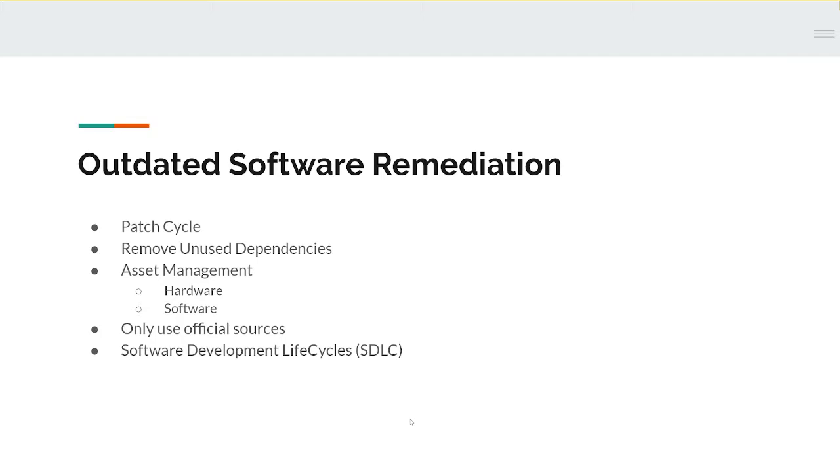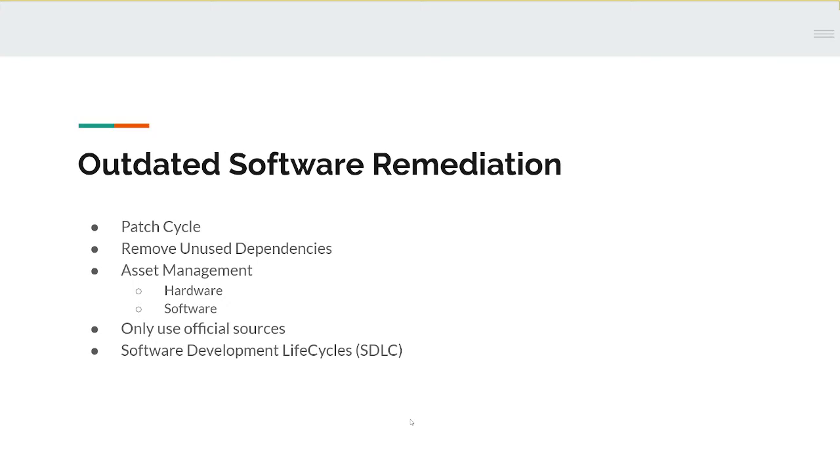But anyway, remove unused dependencies. If you have something that depends on something, that's fine, but don't have unnecessary dependencies. They're just adding to the attack surface. You're just going to get stung by it in the end. Asset management is a big one. Know what stuff you have in your business. If you're running 20 Windows XP boxes, you should know exactly where they are, where they're located on the network, why they exist. It's not rocket science.